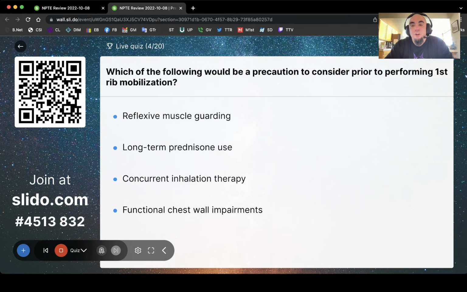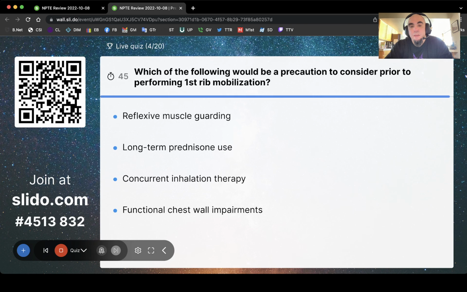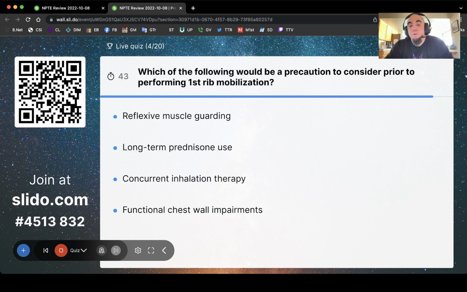Which of the following would be a precaution to consider before performing first rib mobilizations? A precaution would be something we want to warn about. The choices are reflexive guarding, long-term prednisone use, concurrent inhalation therapy, or functional chest wall impairments.